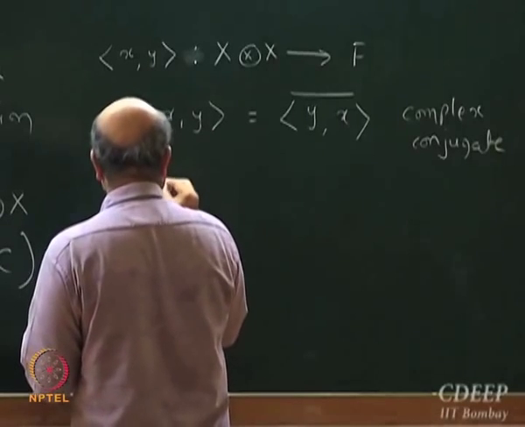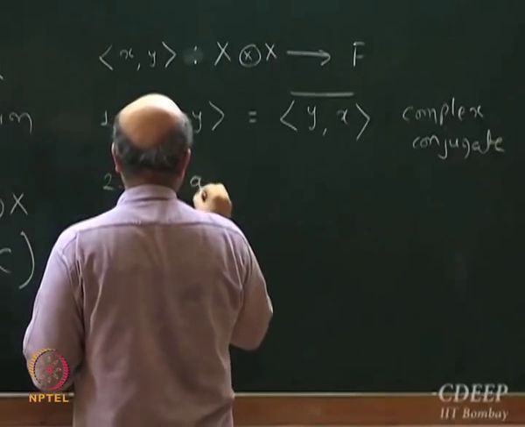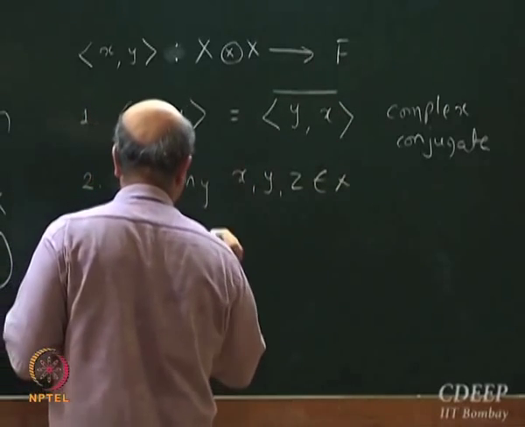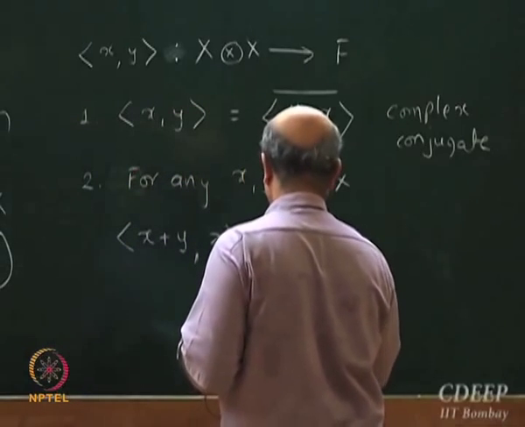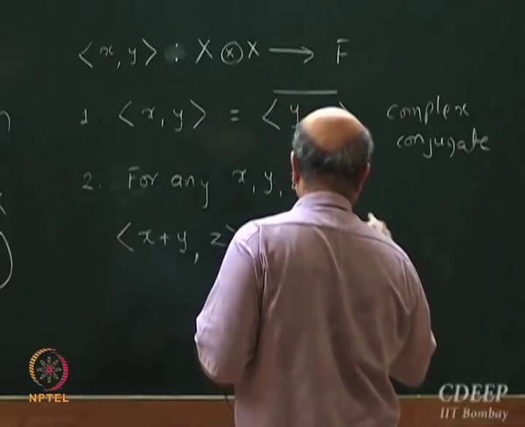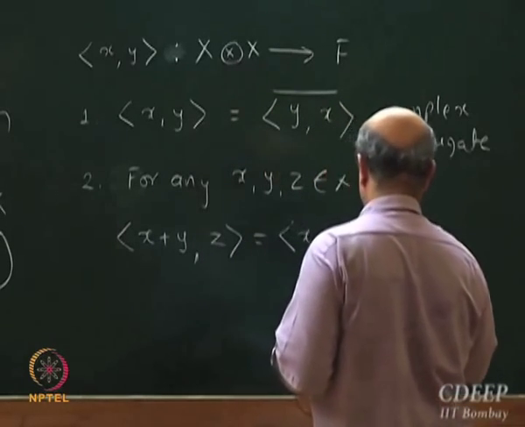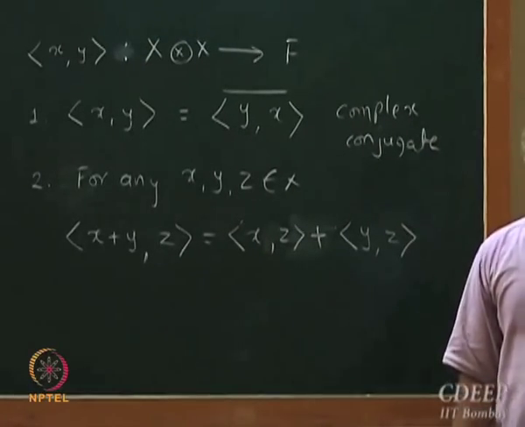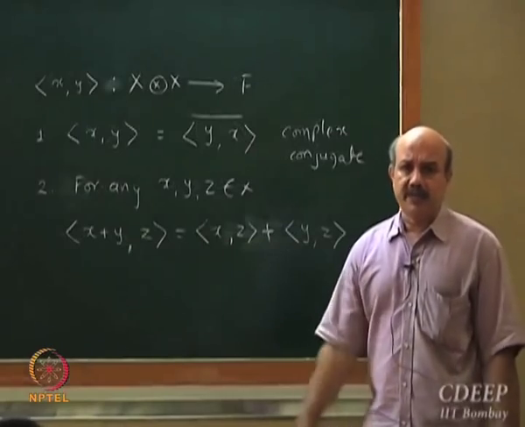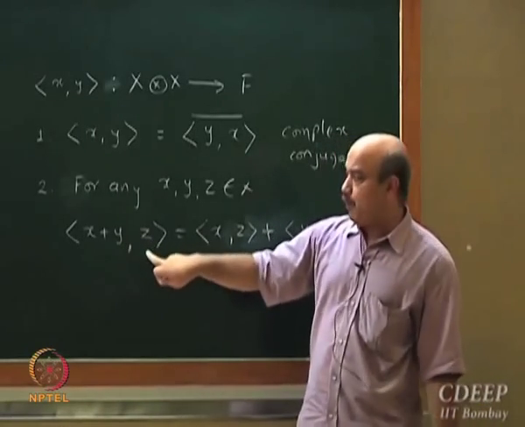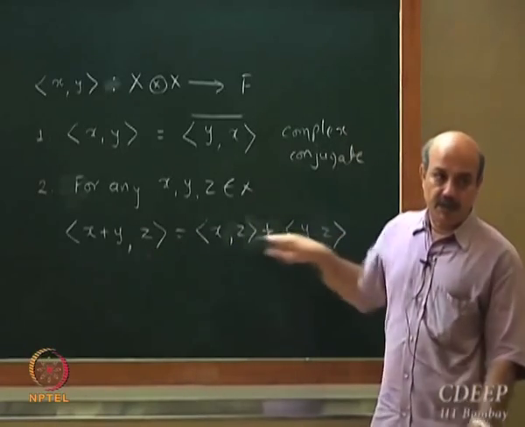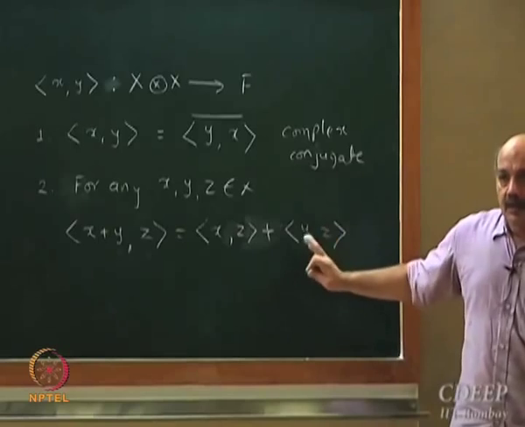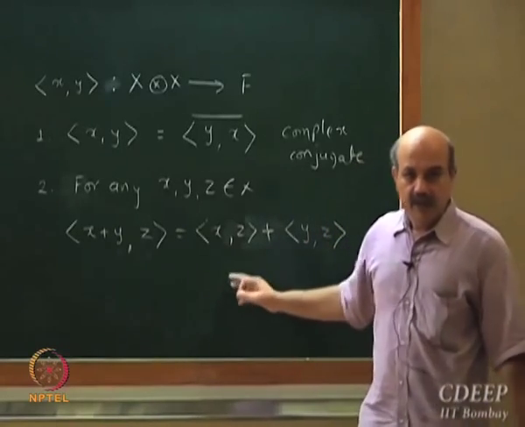The second property I want the inner product to observe is that if I am given any three vectors, any X, Y, and Z that belong to X, so this inner product that we define should distribute over vector addition. So if I take X plus Y and take inner product with Z, then that is same as adding these two inner products, X with Z and Y with Z. That is the second important property of a function to qualify as an inner product.